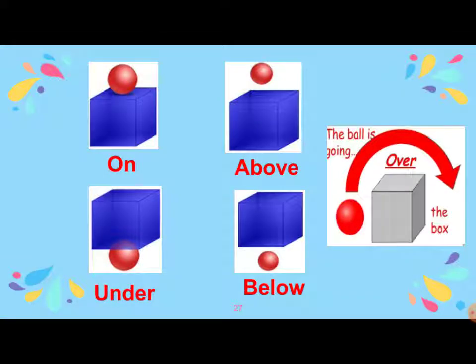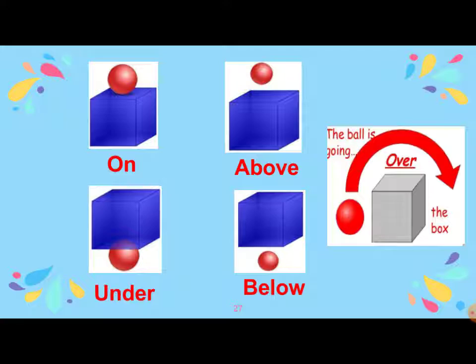Here there are another pictures. On. When some object is on another object, we use on. Above. Above means the object is at a higher level, but not on the top of it. Under the box. Below means at a lower level, but exactly below it. Okay. So on, above, under, below.